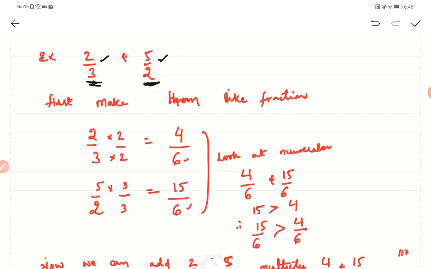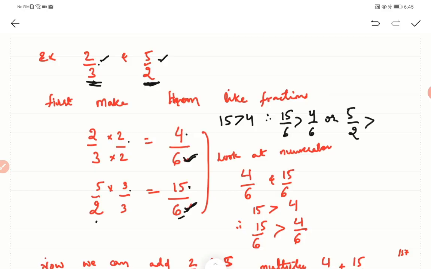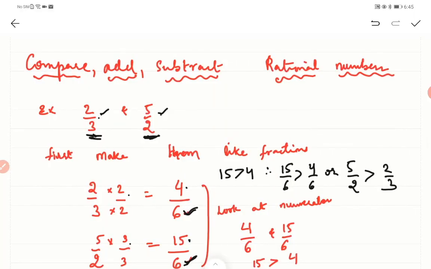So once denominators are equal, then you can easily compare numerators, right? So for this 2/3, I multiplied and divided by 2. So you will get 4/6, right? For 2/3. And for 5/2, multiply and divide by 3. So you got denominator 6 in both the numbers. So you can now easily compare your numerators. So 15 is greater than 4? Therefore 15/6 is greater than 4/6, or you can say that 15/6 equivalent is nothing but 5/2, which is greater than 2/3.